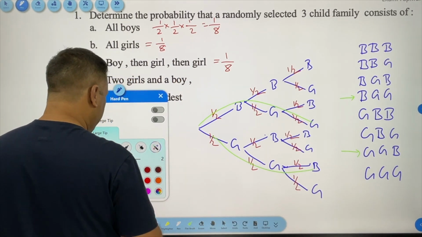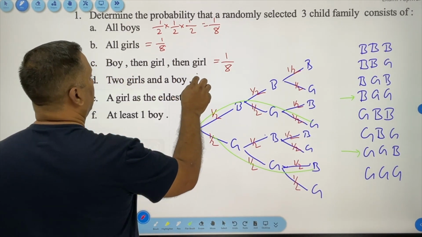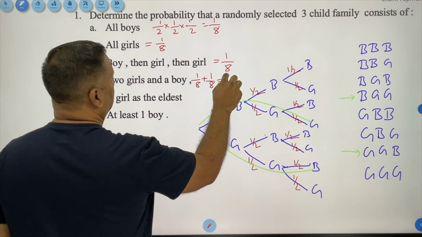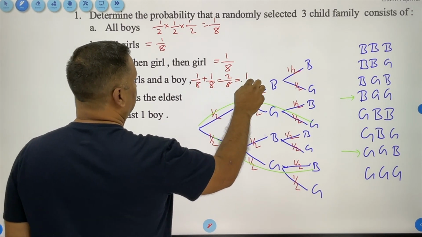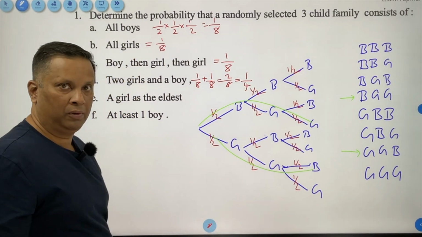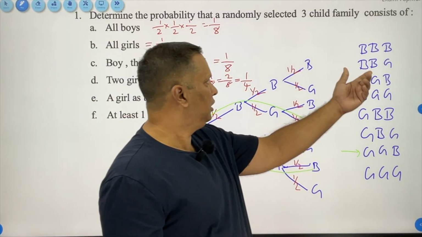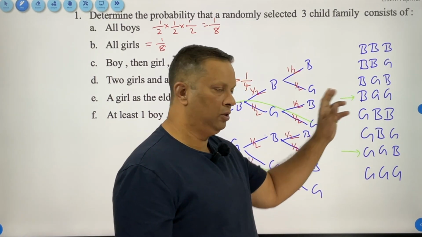The probability will be 1 by 8 plus 1 by 8, which is 2 by 8. Ultimately it simplifies to 1 upon 4. Okay. Now is there any other thing where 2 girls are there? No. Only these are the 2 things.